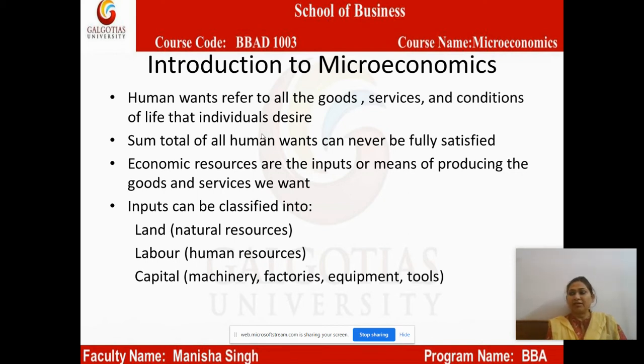If your physical wants are satisfied, you may start to have some other, higher order wants. Economic resources are the inputs or means of producing the goods and services that we want. So there are wants on the one hand and resources on the other, which we use to fulfill those wants. The problem is that our human wants as individuals are unlimited, they are infinite, but the resources available to fulfill these wants are limited.